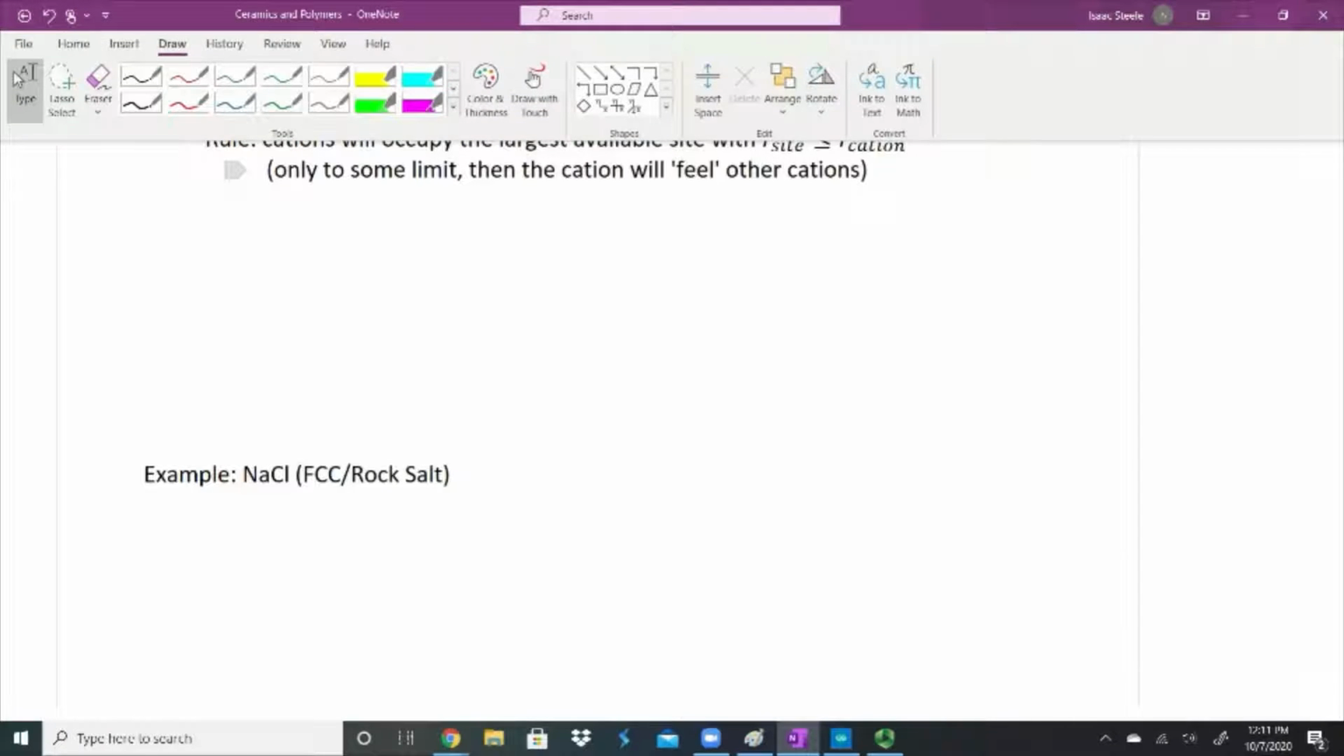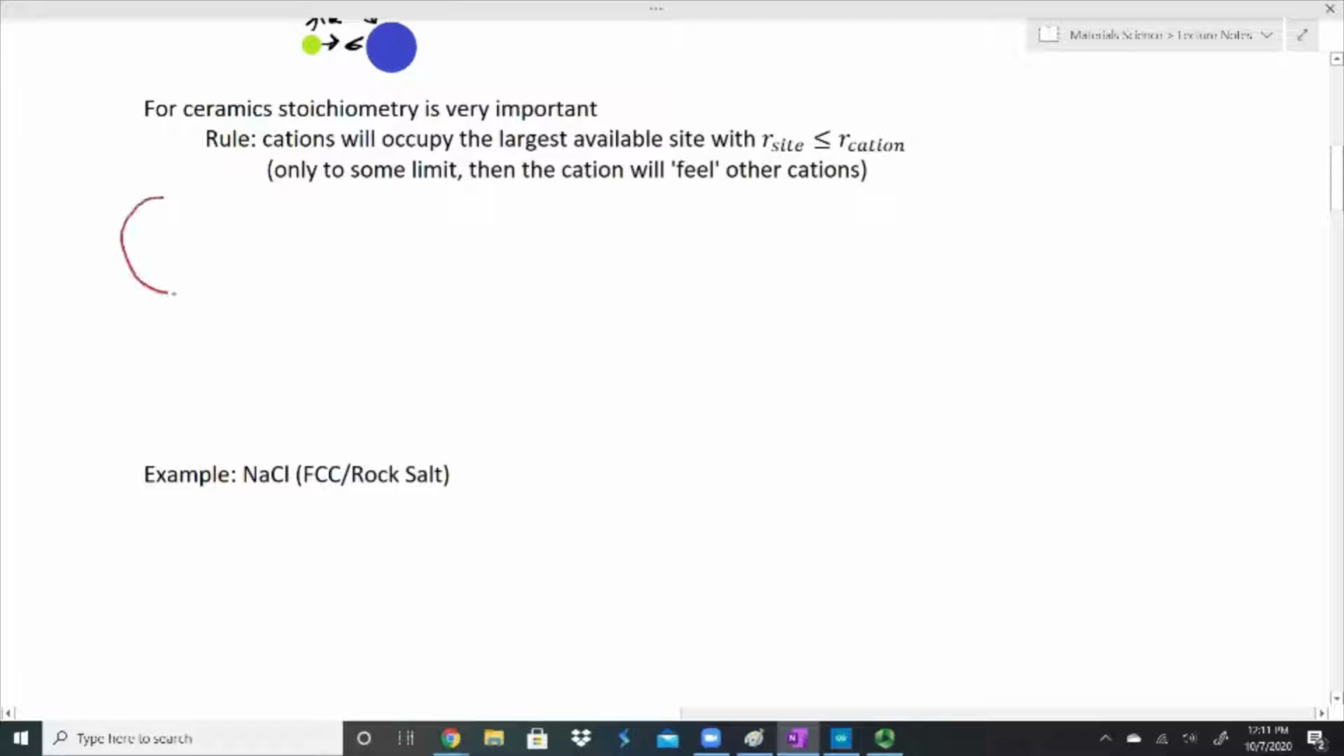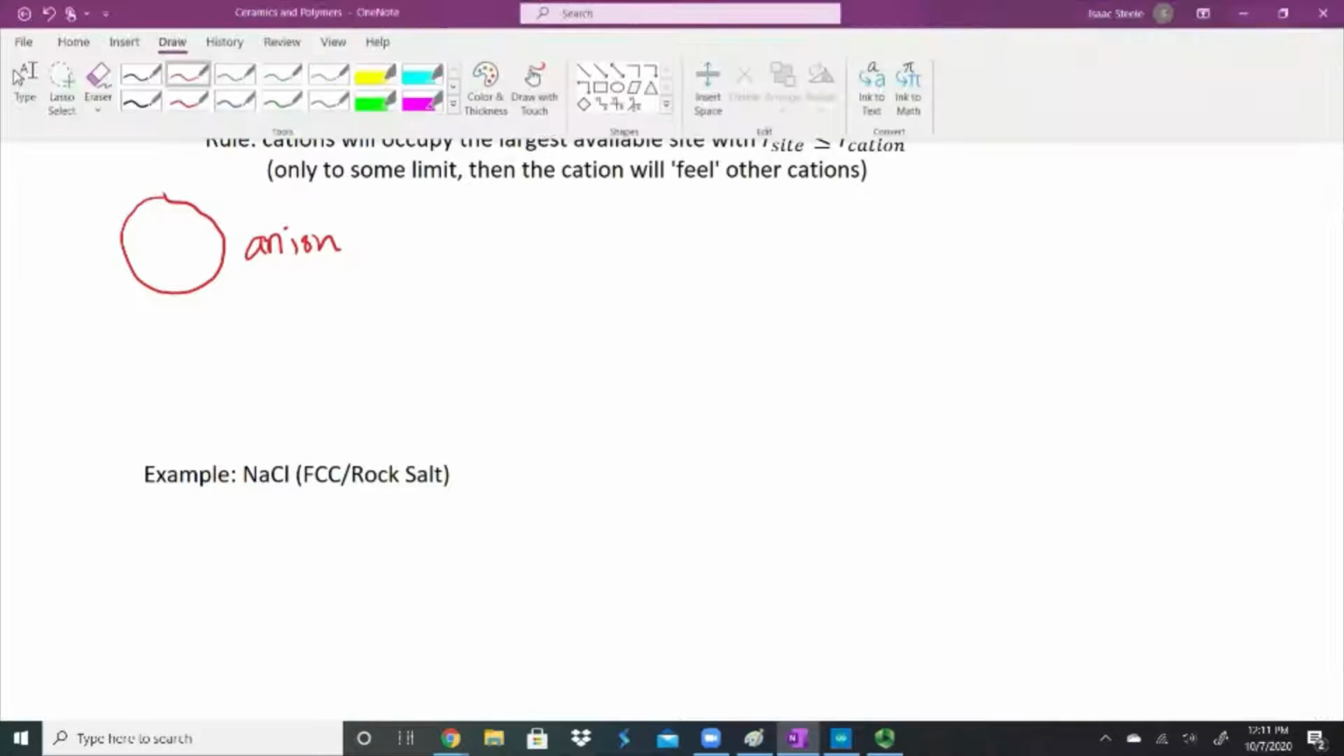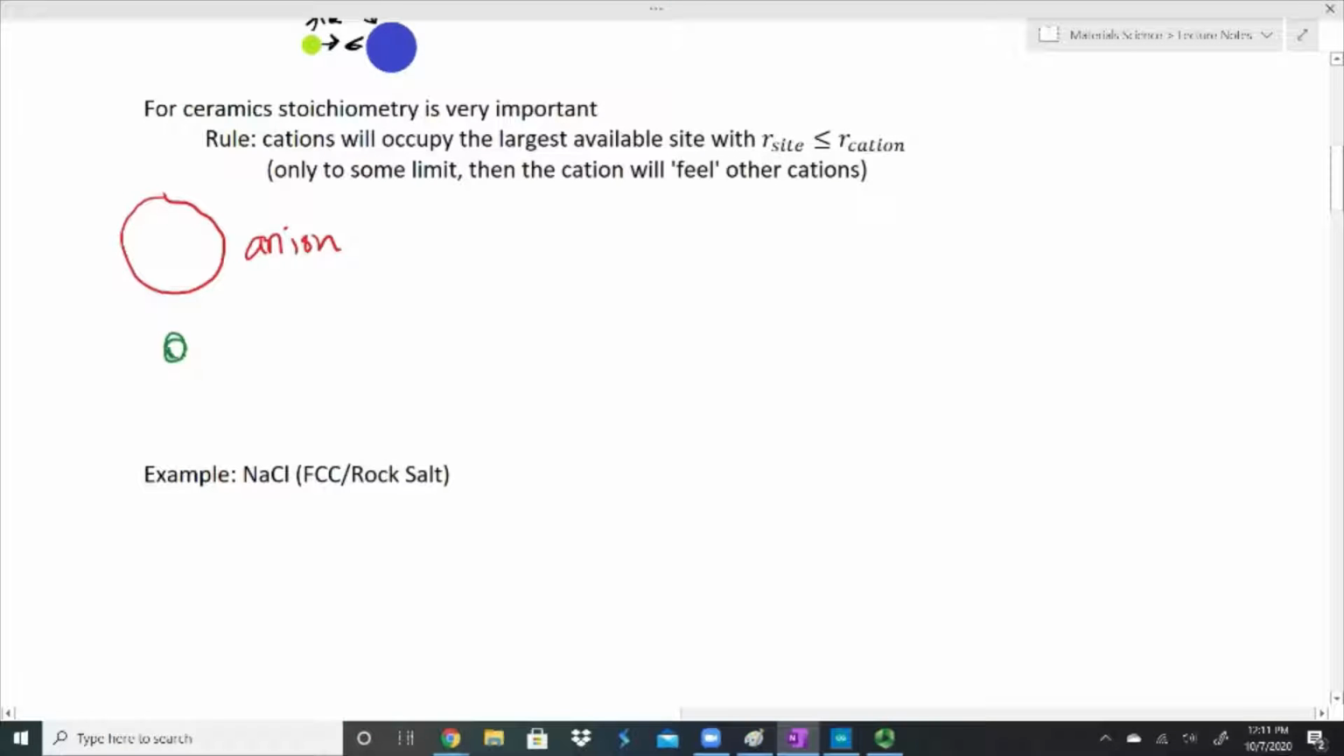All right, let me draw this out because that in and of itself might not make as much sense. So I'm going to have a big red circle be my anion. And I'm going to make a small green circle be my cation. All right, so if I have my cation here, and if I have my anions come in and they're too big, all right, let's say that they are too big.